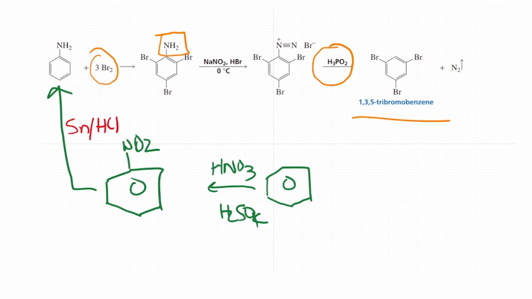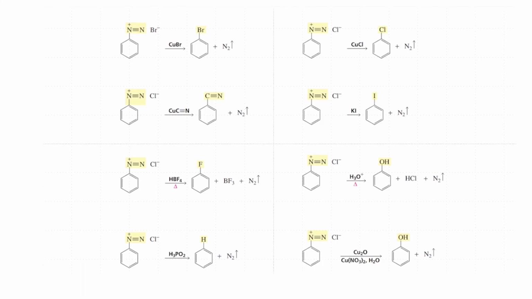To summarize the various reactions that diazonium salts can undergo, if you start with benzene diazonium salt as shown here and react it with CuBr, then you get bromobenzene and nitrogen. Similarly, if you react it with copper chloride, then you get chlorobenzene. And similarly with iodide.